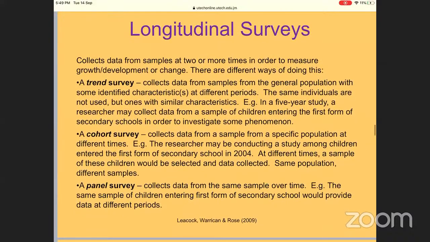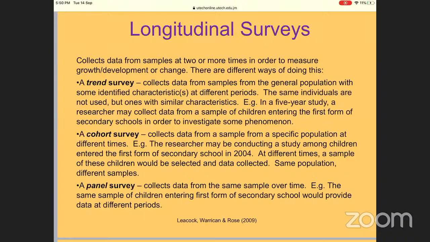In a longitudinal survey, you're going to take data from two or more times from the same thing in the study, which could be a person, but it doesn't have to be a person. So you can have either trend surveys, cohort surveys, or panel surveys. And let's just talk briefly about the first two.